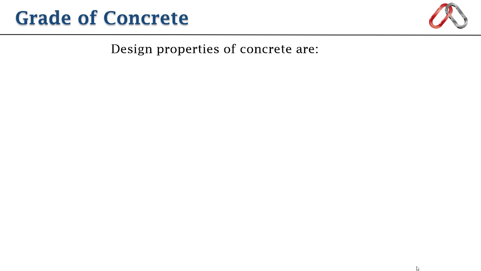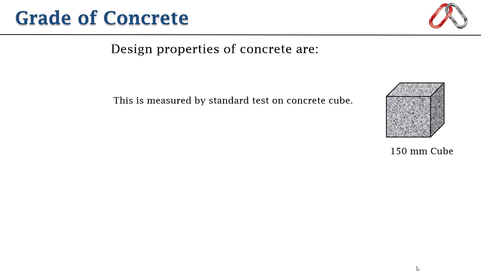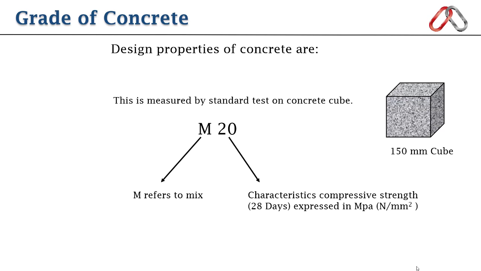As I have already told you, compressive strength is the most valuable property in structure designing. This is measured by a standard test on a concrete cube specimen of 150 mm size. The quality or grade of concrete is designated in terms of a number, and the symbolic representation is, for example, M20, where M represents the mix. The numerical number represents the characteristic compressive strength of concrete at 28 days, and this strength is expressed in megapascal, or we can say Newton per mm square.